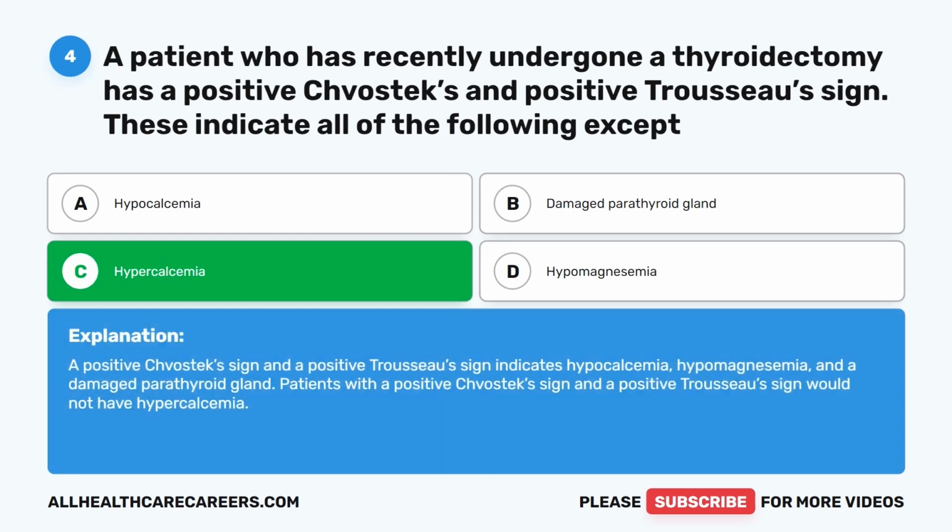Hypercalcemia. A positive Chvostek's sign and a positive Trousseau's sign indicates hypocalcemia, hypomagnesemia, and a damaged parathyroid gland. Patients with a positive Chvostek's sign and a positive Trousseau's sign would not have hypercalcemia.